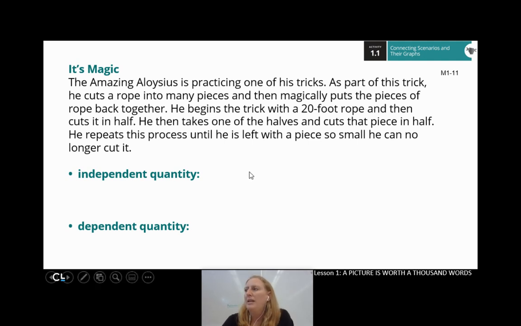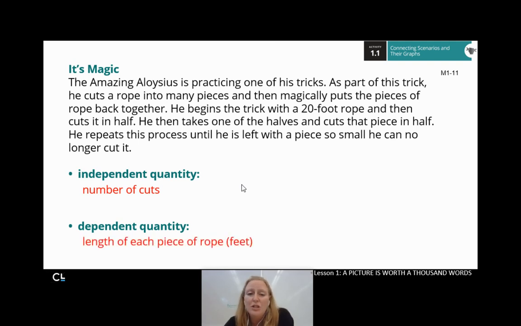All right, so the independent quantity. Now this one's different. There's no time, right? We've been kind of defaulting to time on this. The independent quantity in this case is the number of cuts he makes, and the dependent quantity is the length of each piece of rope measured in feet. And here's why. In order for me to know how long the rope is, I first need to know how many cuts.